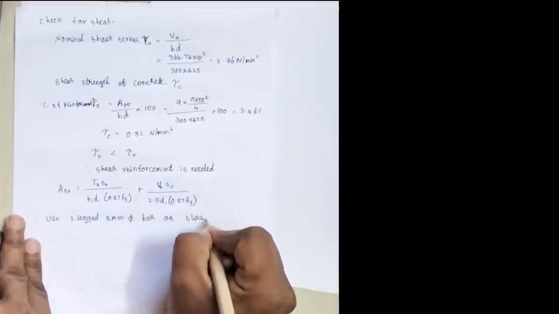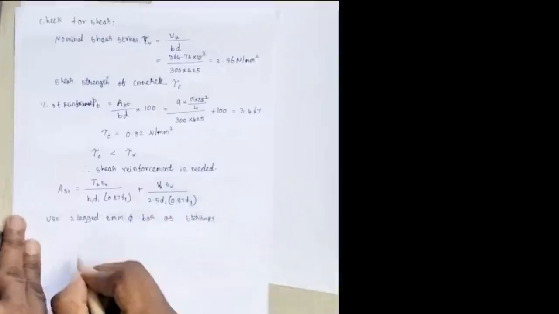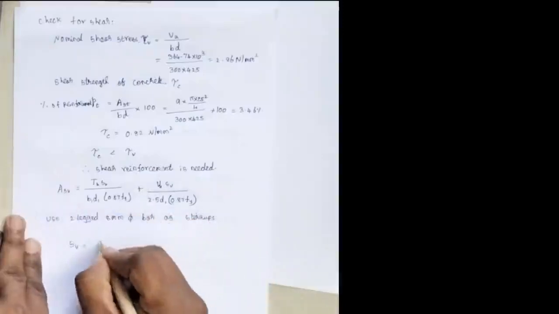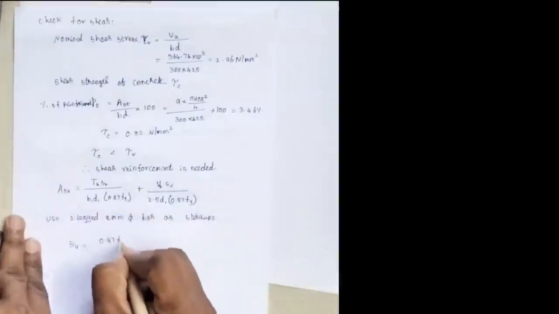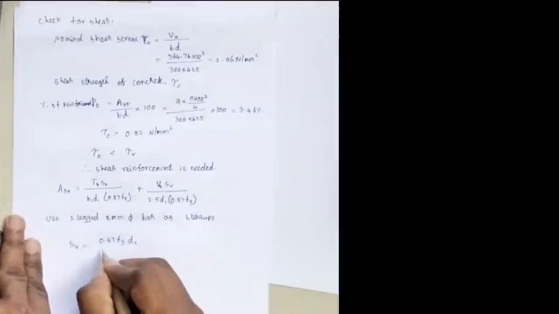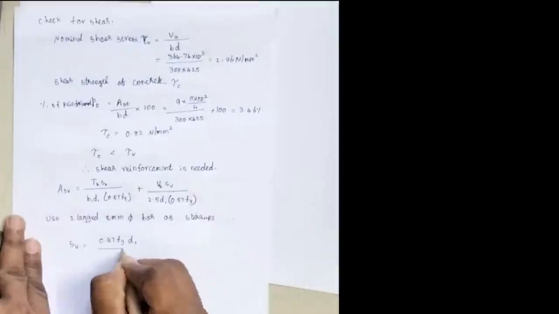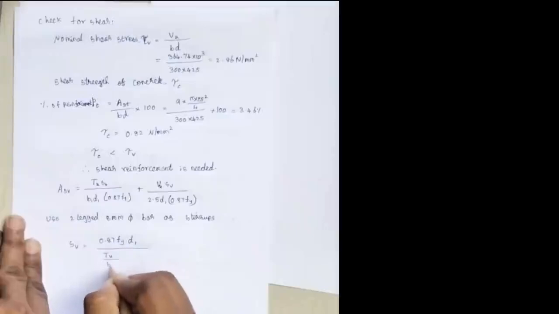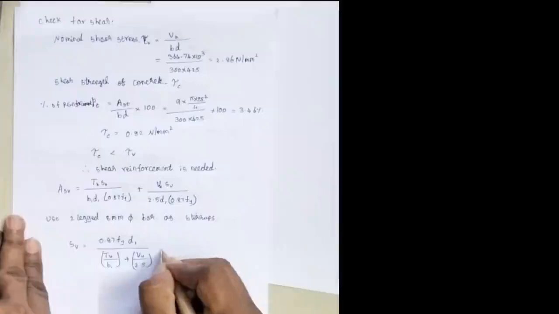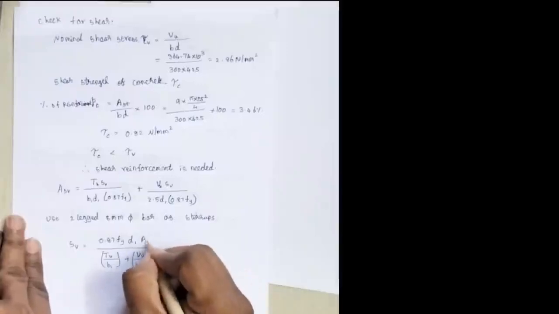We have the Asv value, so we need to calculate Sv. In order to calculate Sv, I am going to bring all the values here. Both the terms have 0.87 fy and the common term d1, divided by the remaining: Tu divided by b1 plus Vu divided by 2.5. Then I am going to substitute the values, and we need to multiply it with Asv.